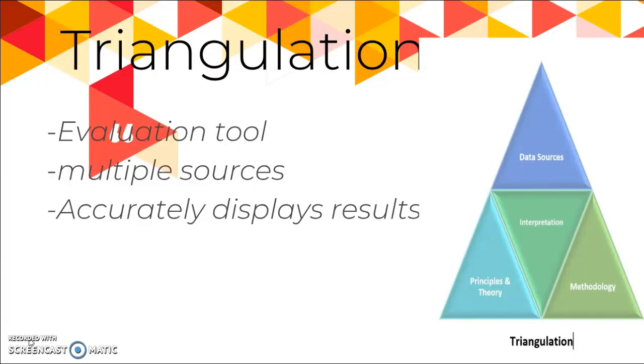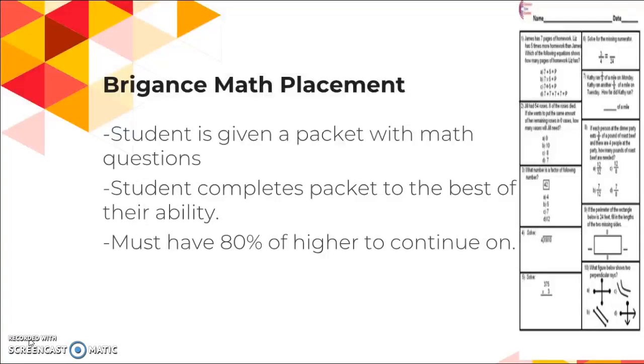Triangulation is an evaluation tool, and it uses multiple sources to accurately display the results from these tests. The Brigance math placement is when students are given a packet with math questions, and the students complete the packet to the best of their ability, and they must have 80% or higher to continue on to the next grade level.